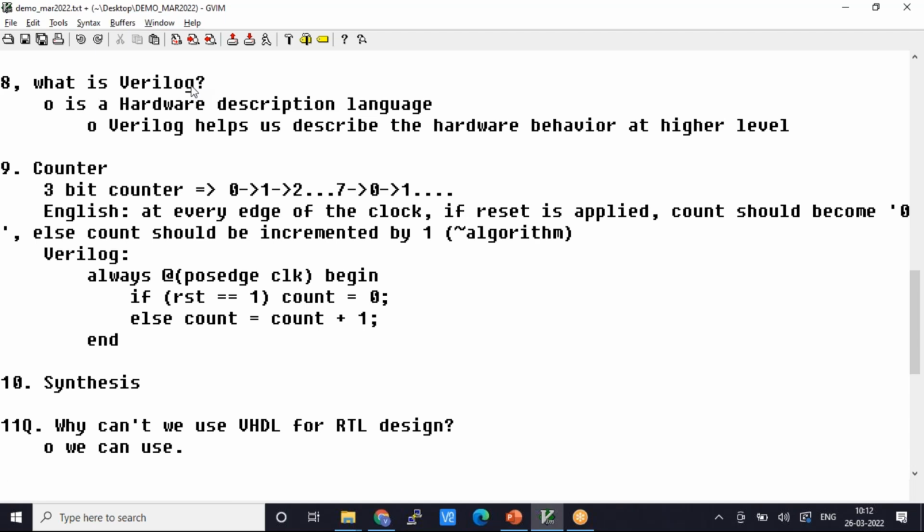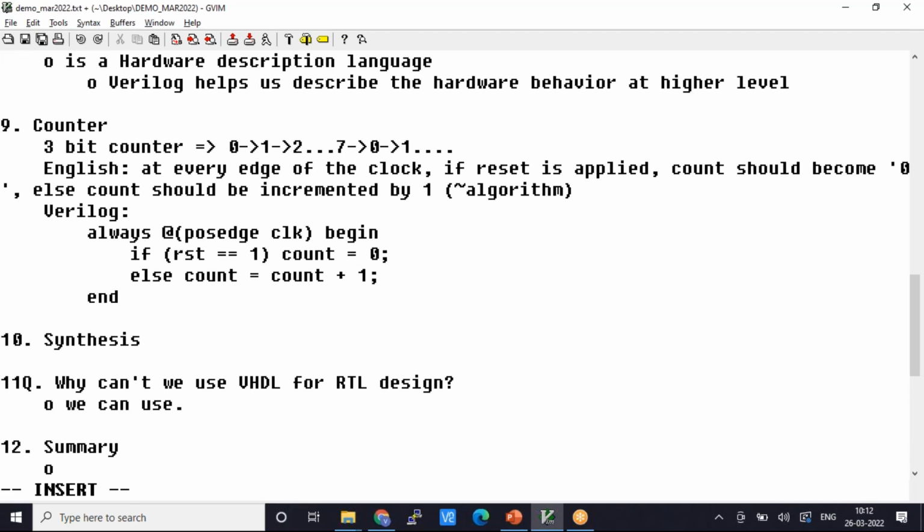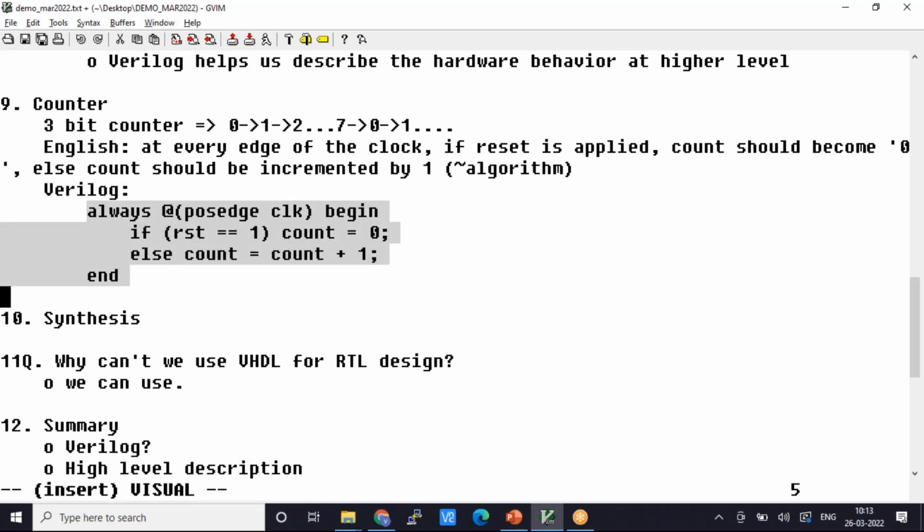Okay. Now summary. Do you understand what is meant by Verilog? Do you understand the basics of Verilog? Why Verilog is required? Next, what is meant by high level description? Do you understand the term high level description? This is called as high level description. At high level you tell always, if this happens, do this, else do this.